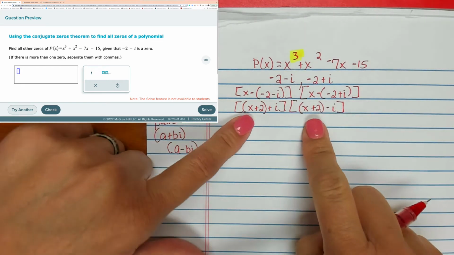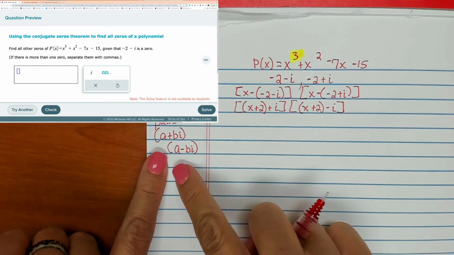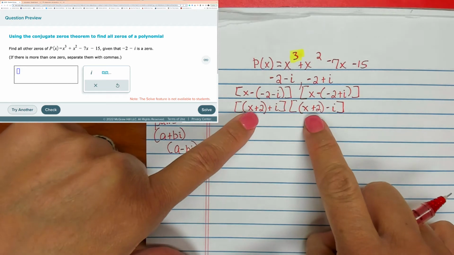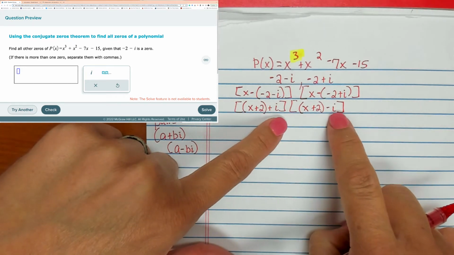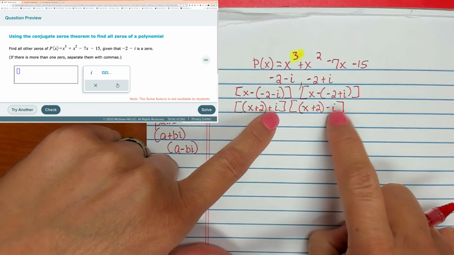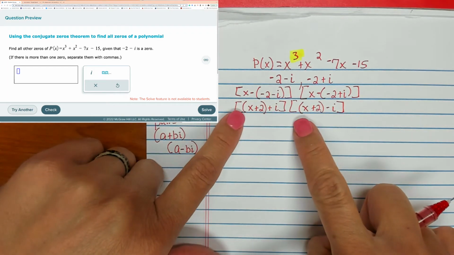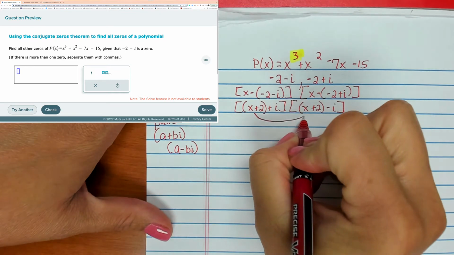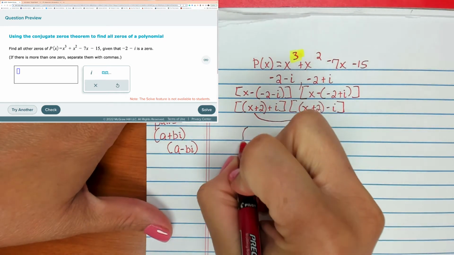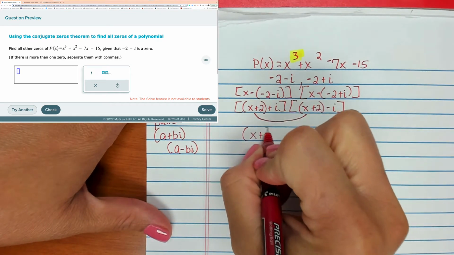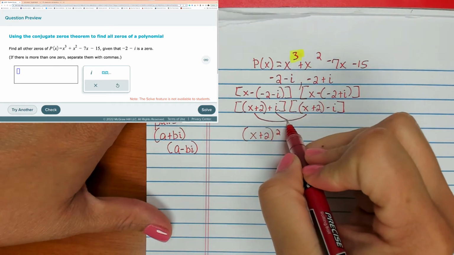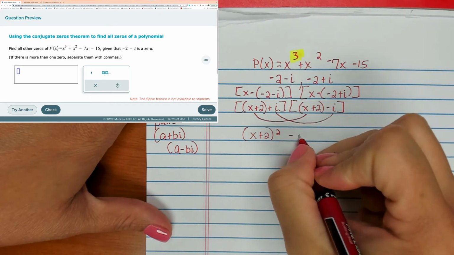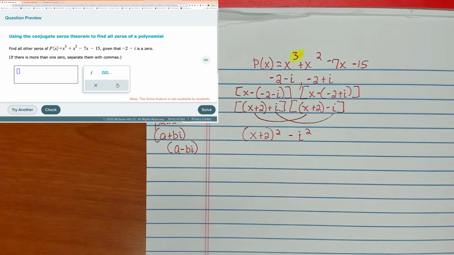So why did I do that? This is kind of in the form of conjugates, right? My real part is the same. And then my imaginary parts are opposites, one plus and one minus. That helps me when I go to multiply this. Because if you remember, when you multiply conjugates, all you have to do is multiply the first two terms together. So in this case, it's x plus 2 squared. Then multiply those last two terms together, and it gives me minus i squared.